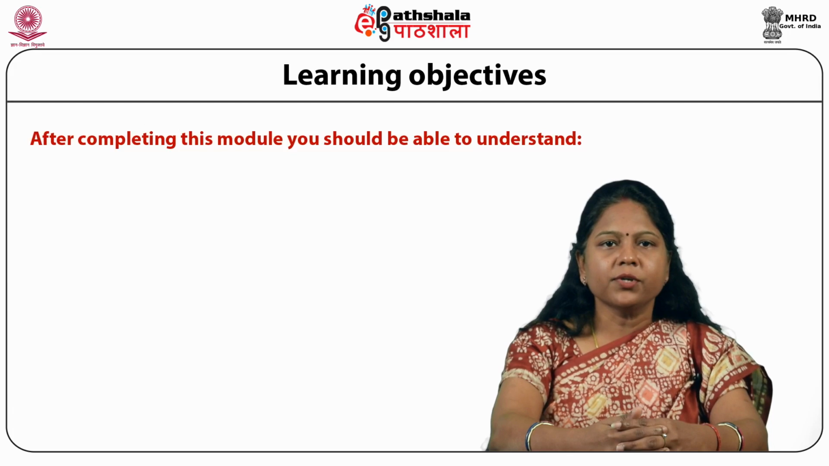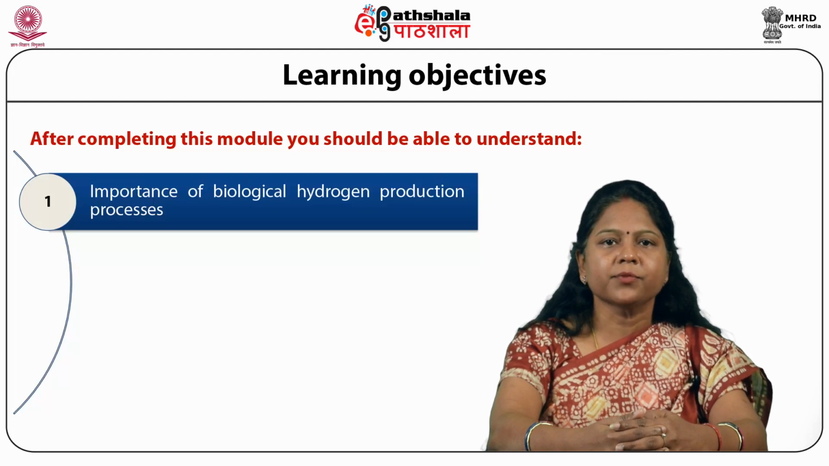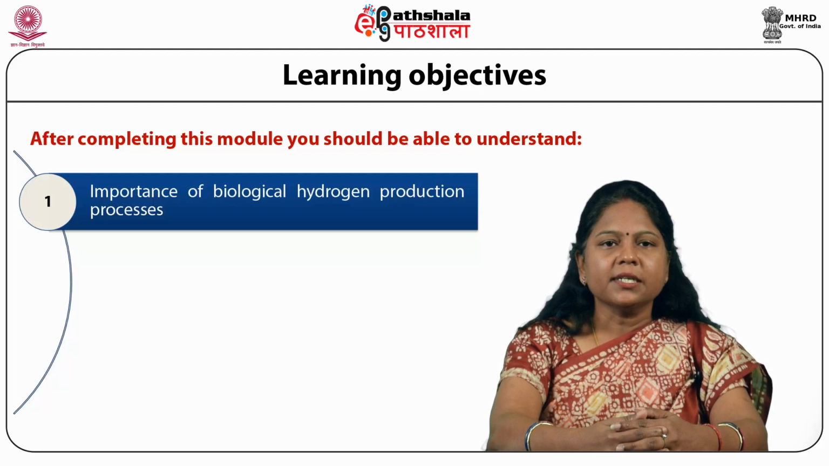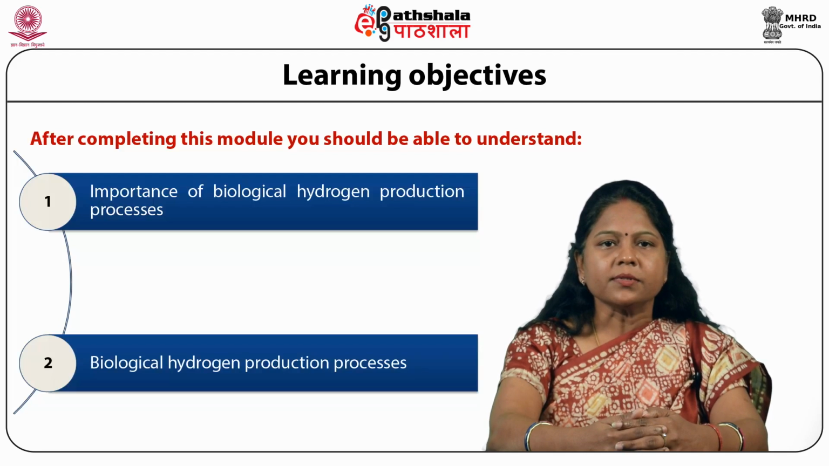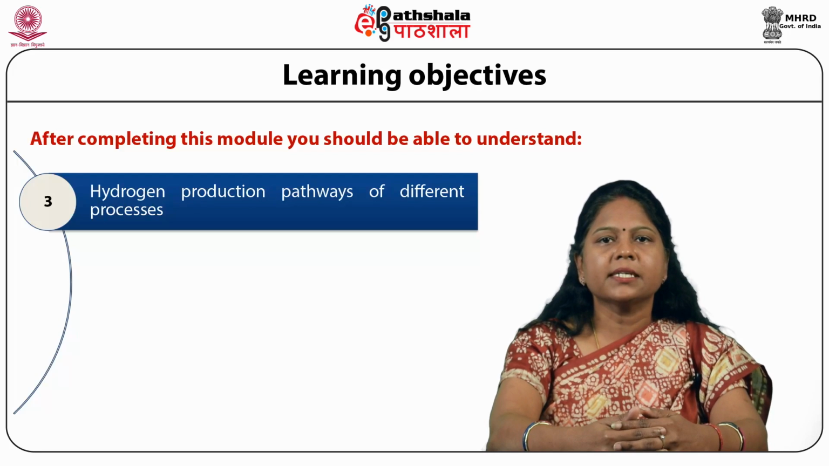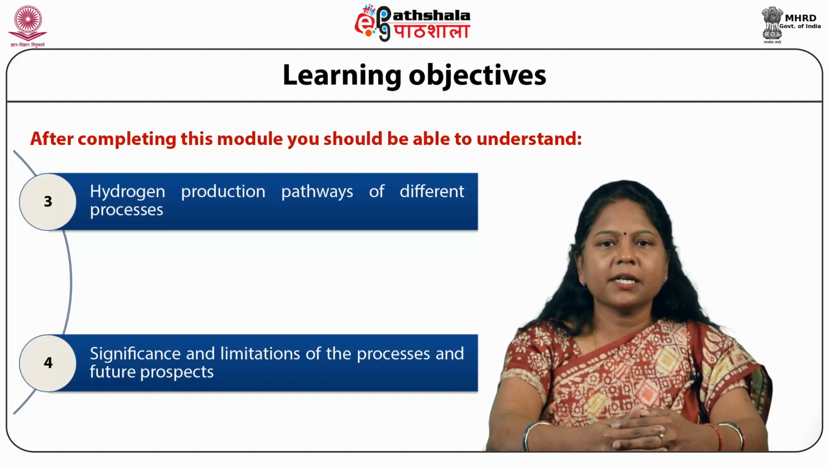The objectives of this module are the importance of the biological hydrogen production process. We will discuss the significance of the different processes of hydrogen production through the biological route. In addition, we will also learn the life pathways followed by the microbes to produce hydrogen, the differences of these pathways, and the biocatalysts involved in catalyzing hydrogen production through these processes. We will also discuss the significance and limitations of these biological processes, including future prospects.